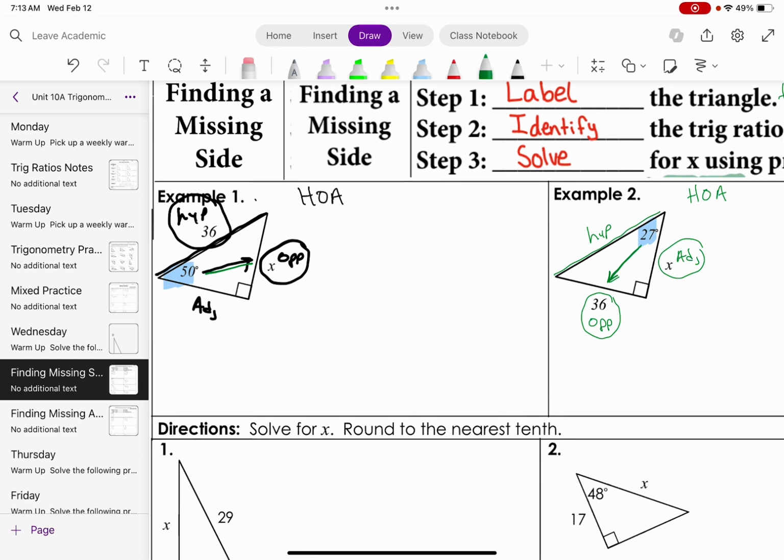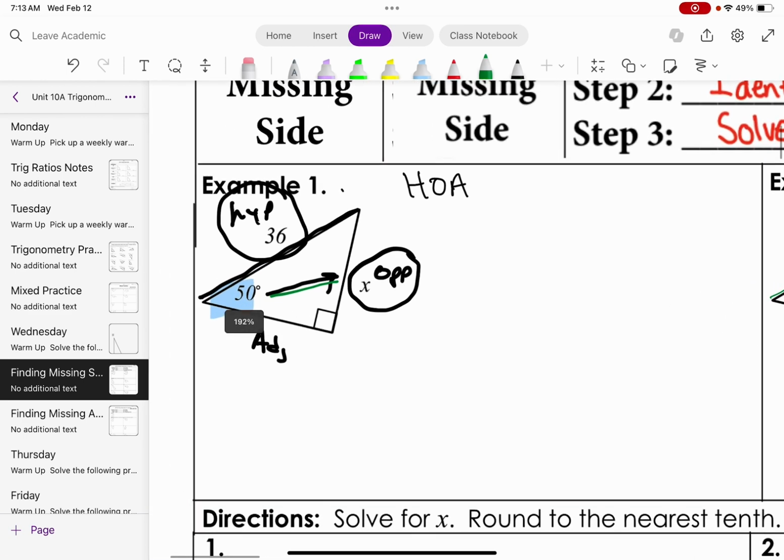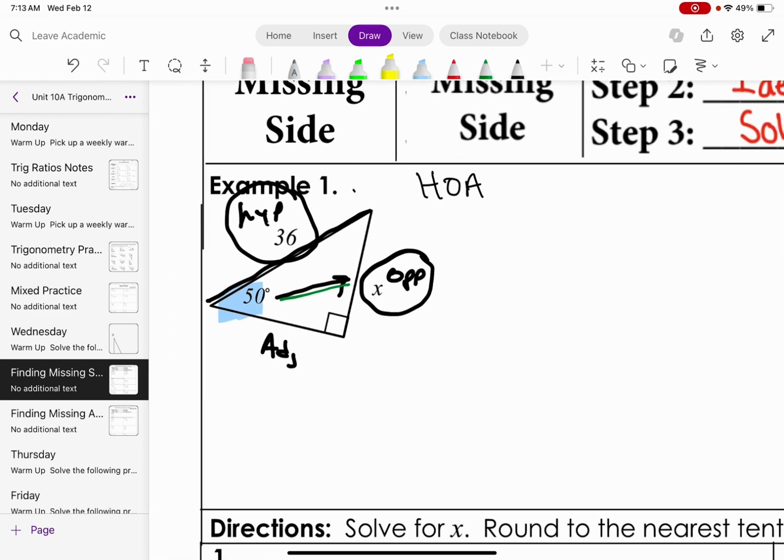But ideally, it's the same idea for step 1, and then for step 2, we just want to be able to identify which ones are the ones we need. So in this case, we're solving for x. So you have to identify that one. And then we have the hypotenuse, which is 36. So in this case, we're going to be using O and H. SOH CAH TOA, just to remind y'all what we're working with. There's an O, and then there's an H, so that means it's going to be sine.